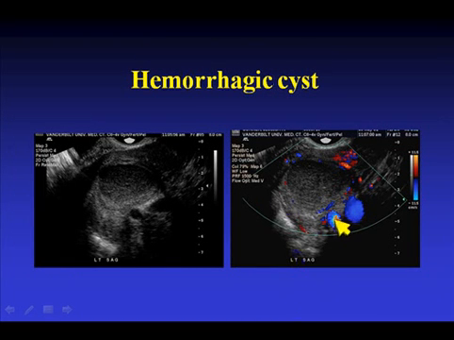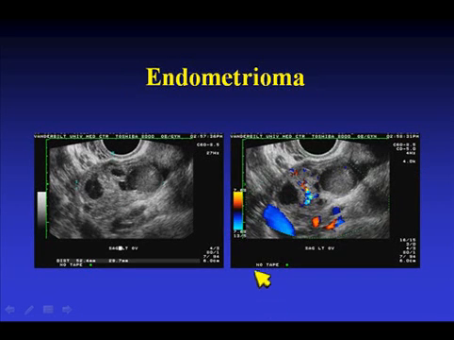Here we have a lesion that has no internal vascularity, and we can see that this is a uniformly echogenic lesion. Endometriomas may have the so-called ground glass appearance, as we can see in this image, of clotted blood.